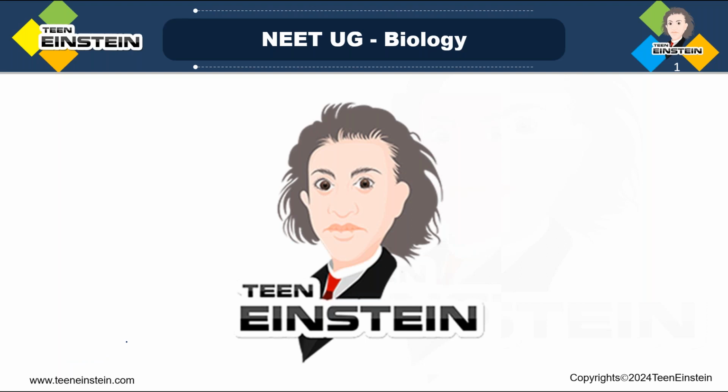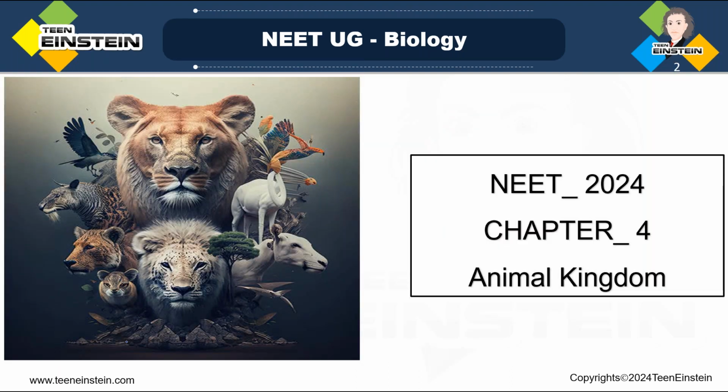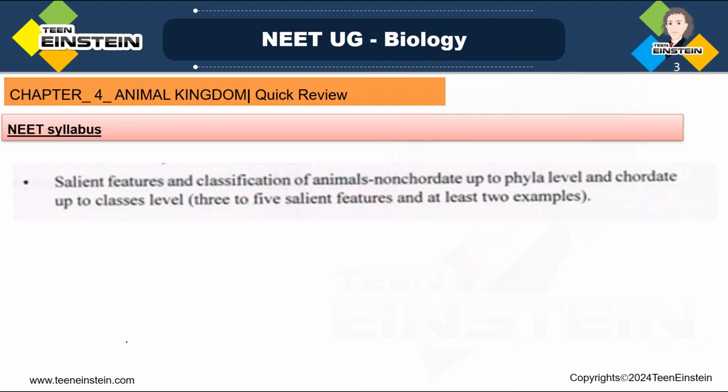Hello students. Now we have covered all the botany portions of 11th standard. Now we are moving to the zoology portion of 11th. So first we are starting with the animal kingdom, chapter 4 in 11th standard. In this fourth chapter, for the NEET aspect, you have to learn about the salient features and classification of animals, that is, non-chordates up to phyla level and chordates up to classes level.